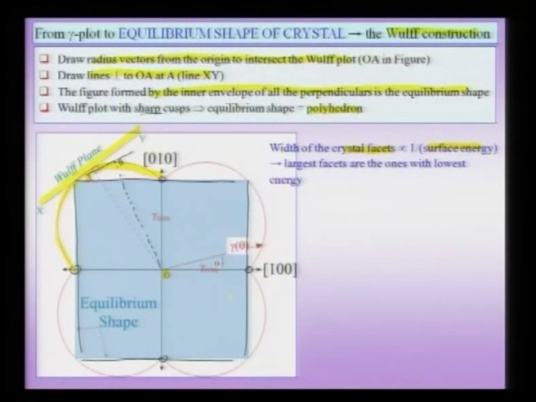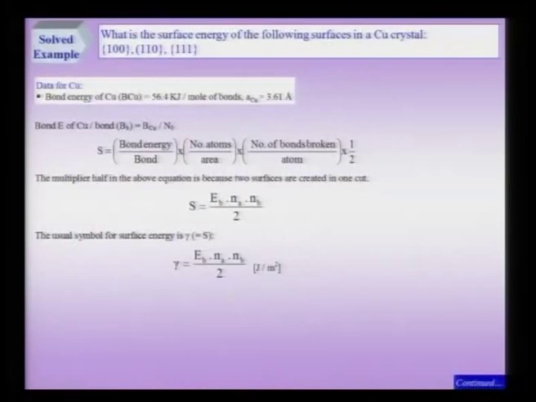So, let us do one example to calculate how we can use this broken bond model to calculate the surface energy of a crystal. Let us try to calculate some of the surface energies of a copper crystal. For instance, we will start with some simple low index planes like the 100 plane, the 110 plane and the 111 plane of a copper crystal, and try to calculate the surface energy of these three surfaces.